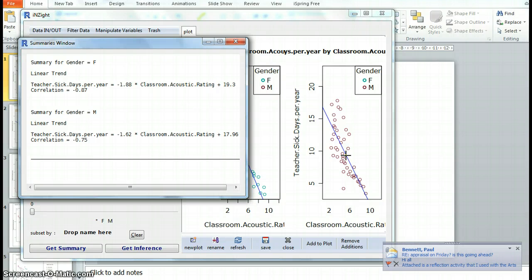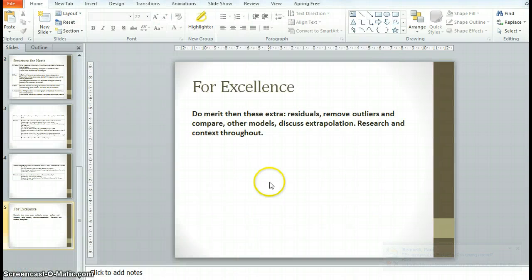What else? For excellence, these are the kind of things that you could discuss. Obviously, definitely residuals will be there. Removing outliers and then seeing how the equation changes and how the R value changes. I'll do an example on this for classrooms, this one, Noisy classrooms, and I'll show it to you tomorrow.